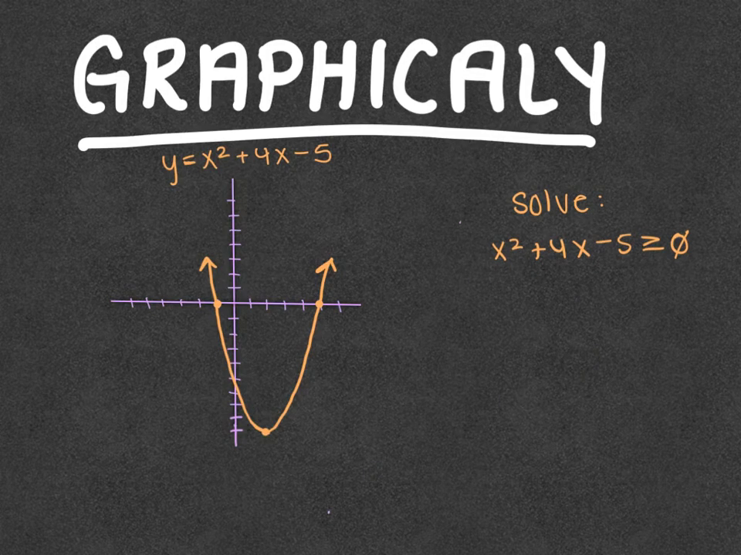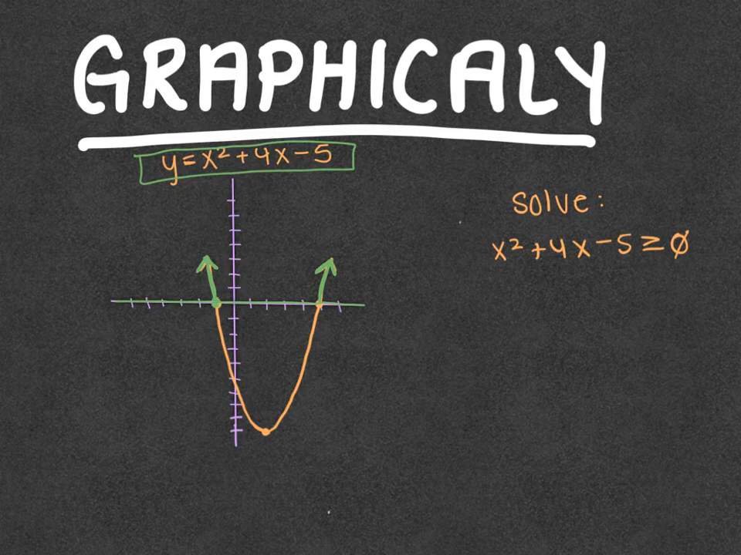So before we start solving these algebraically, let's first look at it graphically. If I wanted to solve for when x squared plus 4x minus 5 is greater than or equal to 0, then I'm going to plot that parabola, which I did over here on this graph. As you can see, if I'm looking for what's greater than or equal to 0, I'm really looking at what is equal to or above this x-axis. So that would be this portion of the parabola and this portion of the parabola.